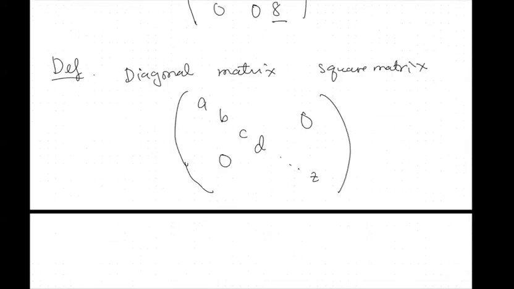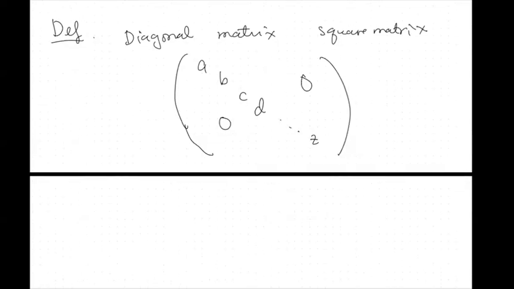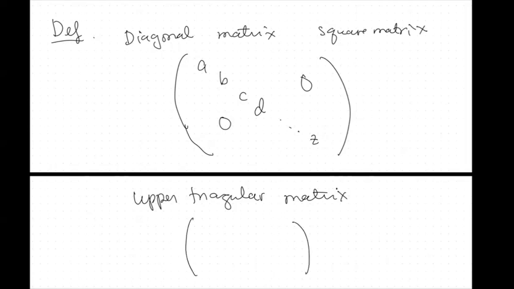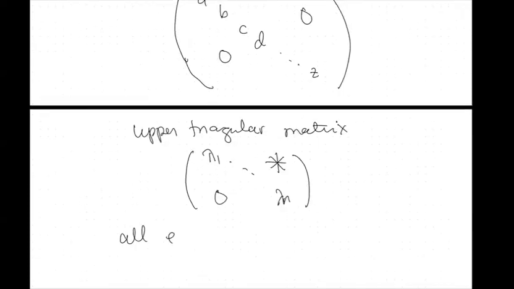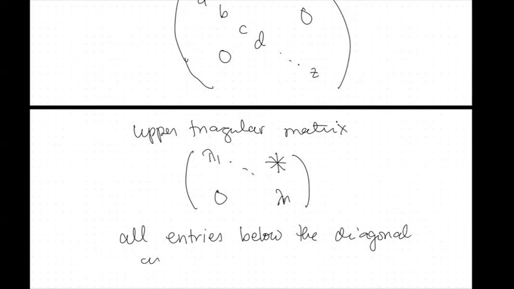And then another definition is the upper triangular matrix. We get the diagonal lambda 1 up to, say, lambda sub n, and all entries below the diagonal are 0. So that's it.